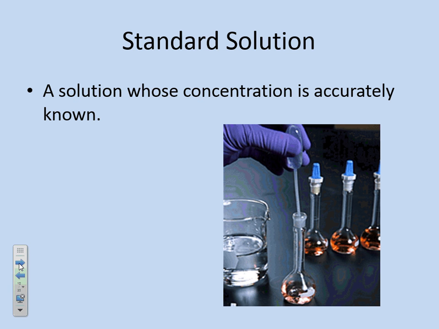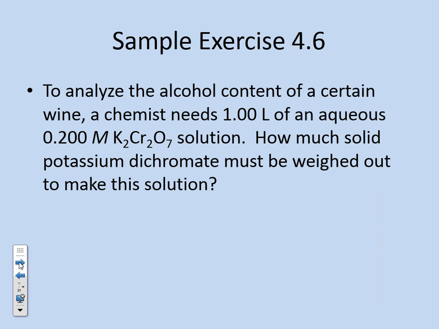Now, a standard solution is one whose concentration is accurately known, so it's made very precisely. So let's say they use potassium dichromate to analyze alcohol content. It says to analyze the alcohol content of a certain wine, a chemist needs a liter of an aqueous 0.2 molar potassium dichromate solution. How much solid potassium dichromate must be weighed out to make this solution?